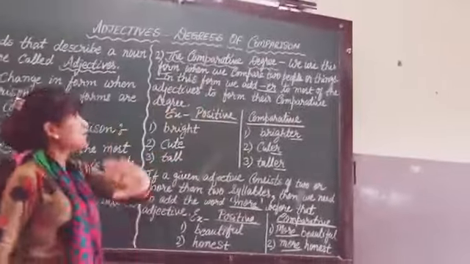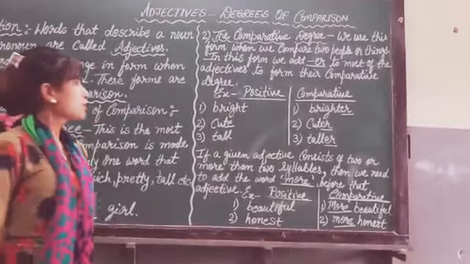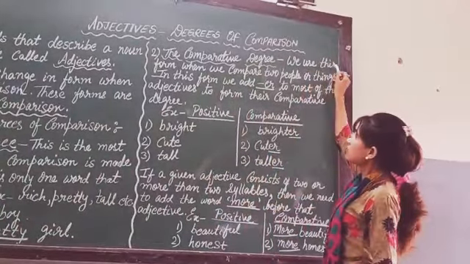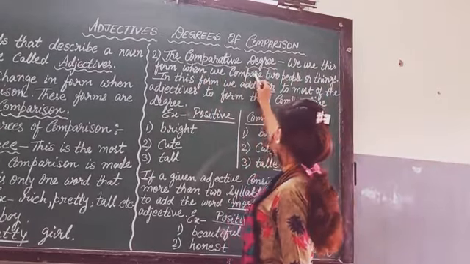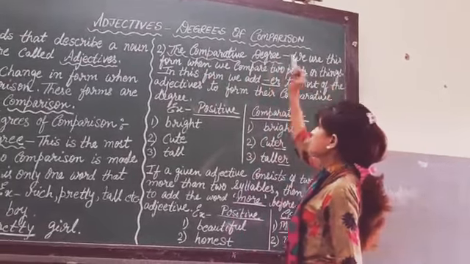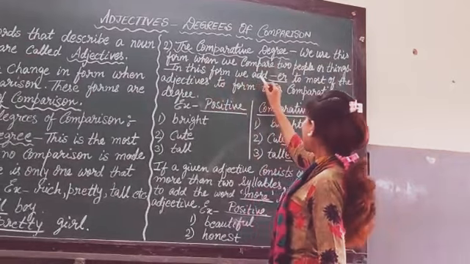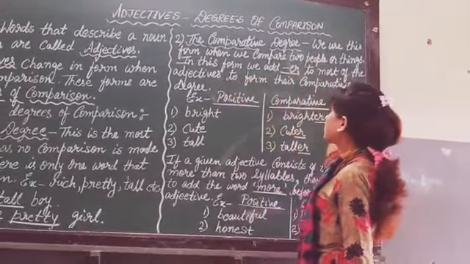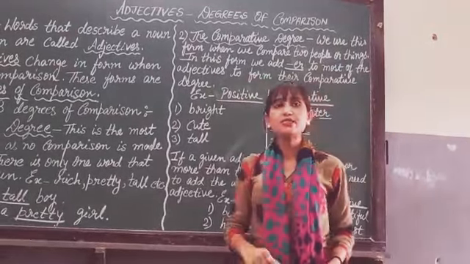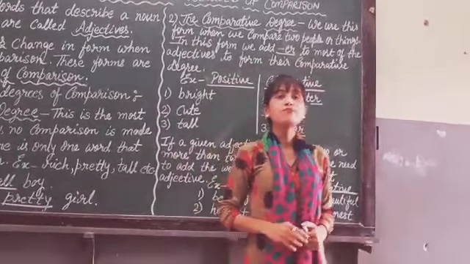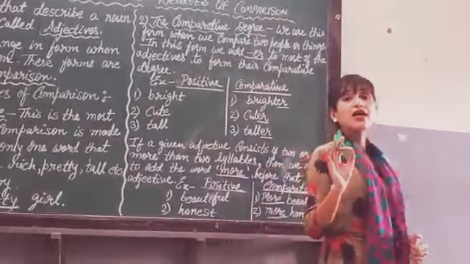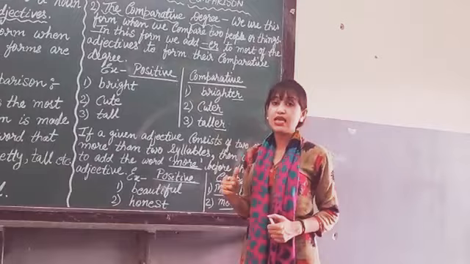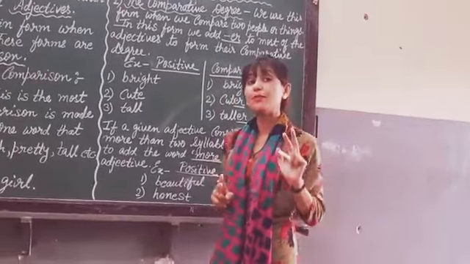Now we come to the comparative degree. Boys, you need to just go to this definition. I'll just explain. We use this form when we compare two people or things. In this form, we add er to most of the adjectives to form their comparative degree. Students, in this form you have to remember that a comparison is made between two people or things.